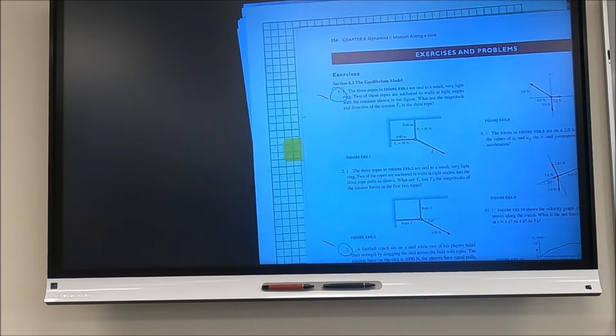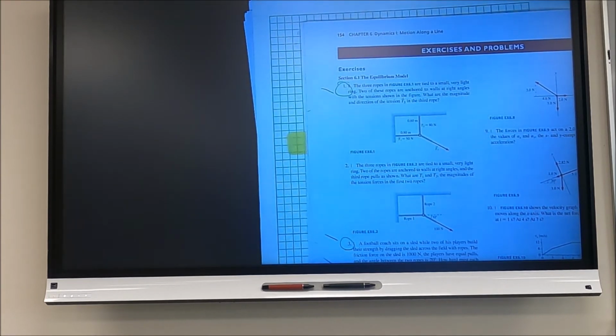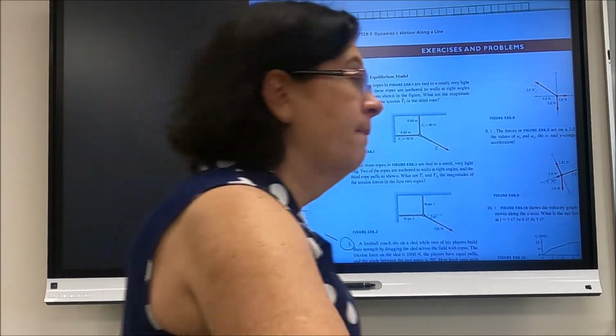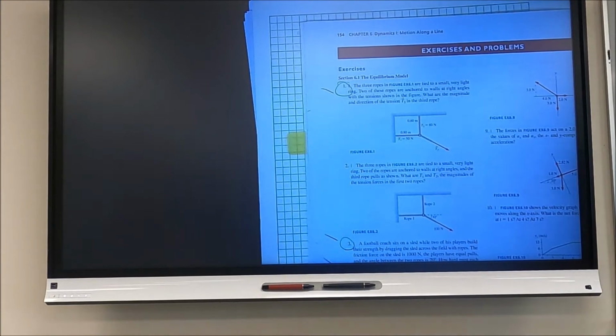Okay, here we go. Problem 1. It says the 3 ropes in figure 6.1 are tied to a small, very light ring. 2 of these ropes are anchored to the wall at right angles, and the tensions are shown. What is the magnitude and direction of force 3 in the 3rd rope? So first thing we've got to do is draw a free body diagram, and the ring is our object.